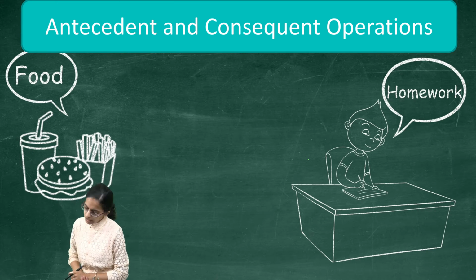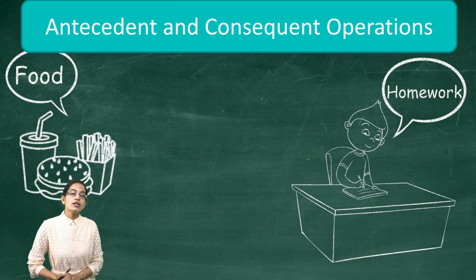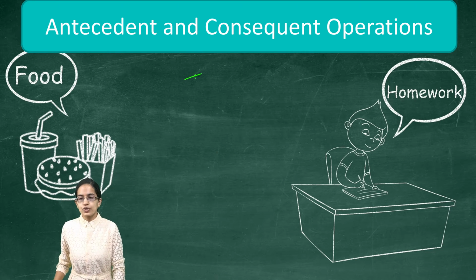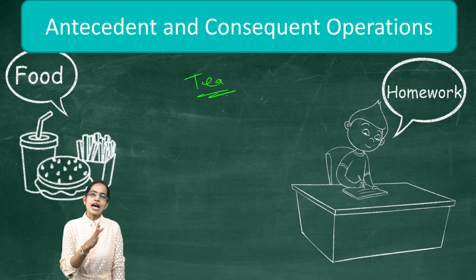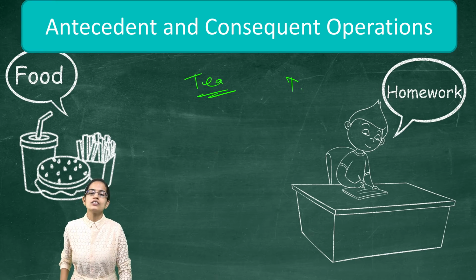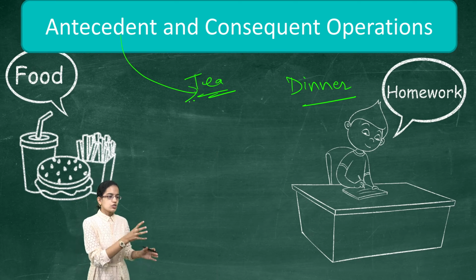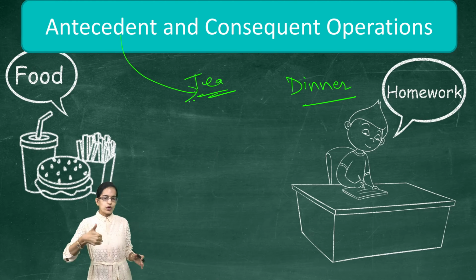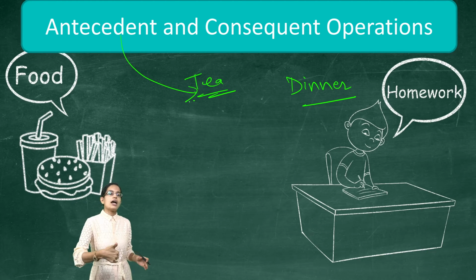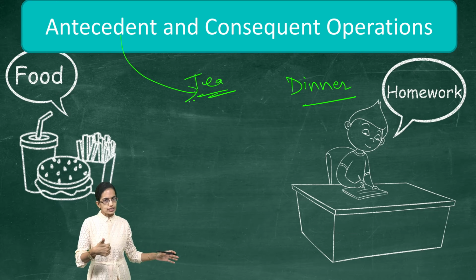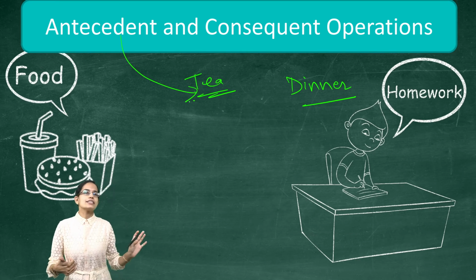The antecedent operation is pretty simple. You cut down the amount of food intake at the time of tea. Probably the child would get hungry and consume more at dinner. So this is an antecedent. This is something prior. You reduce the food at the time of the tea, and therefore the child would remain hungry and would consume more at dinner time. This is an antecedent operation.